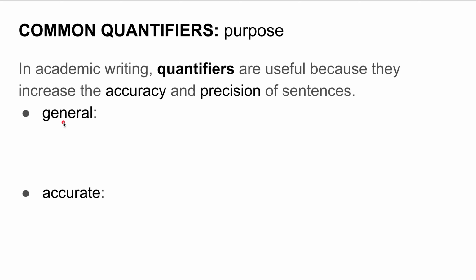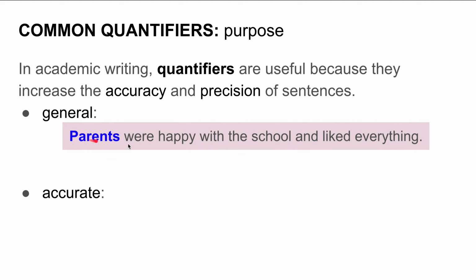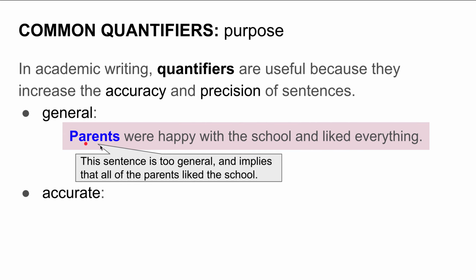So, let's look at a sentence that has a general meaning and is not very accurate. Parents were happy with the school and liked everything. This sentence is not accurate. It's too general. This is because it implies that all the parents liked the school. It's not as precise. We can make this sentence more precise, more accurate, by adding a quantifier.